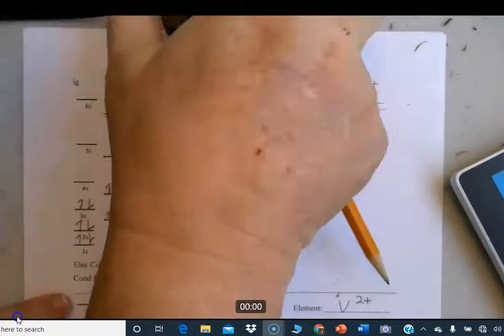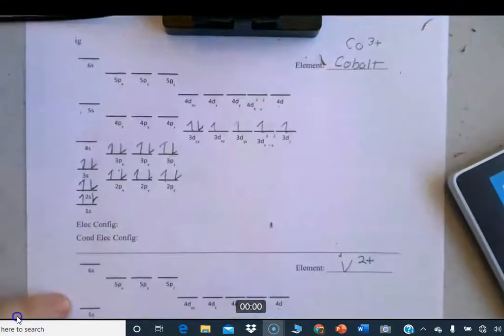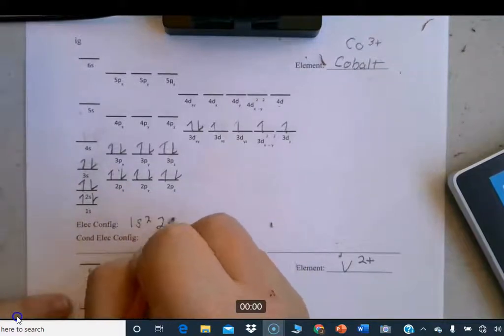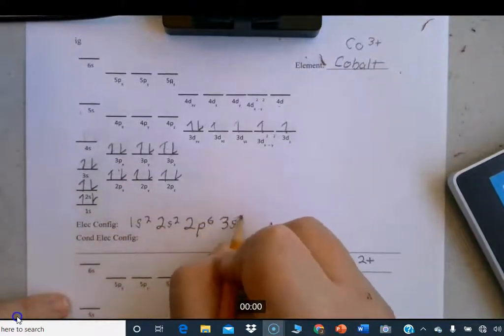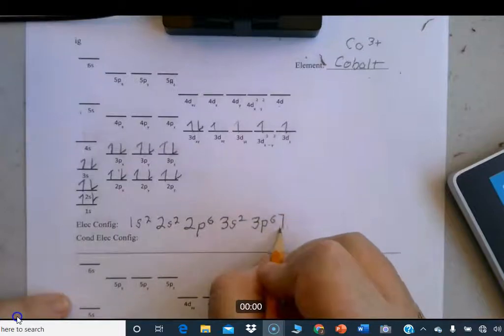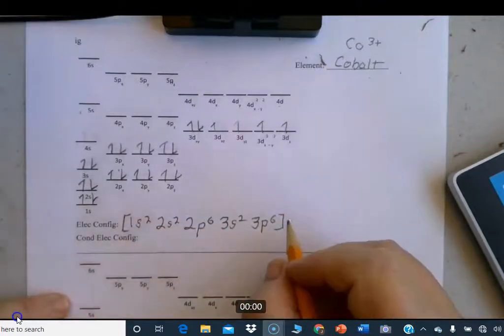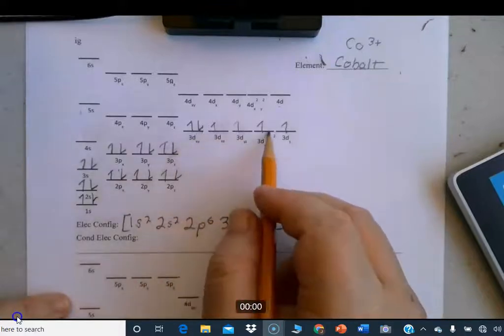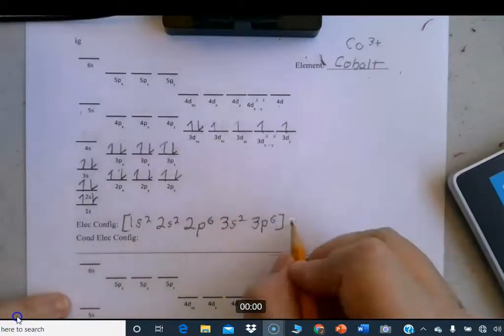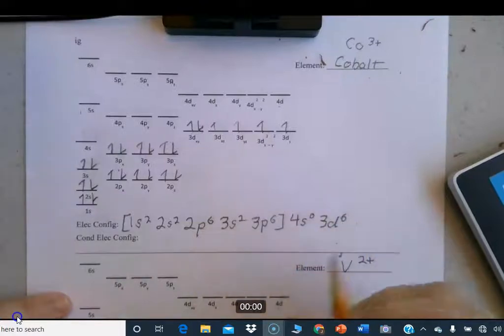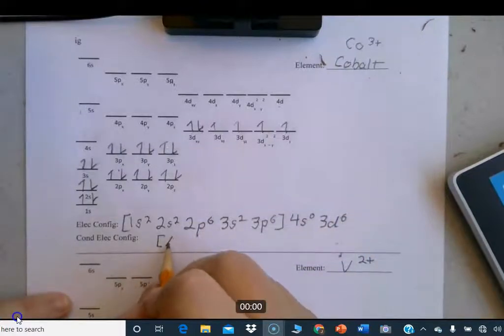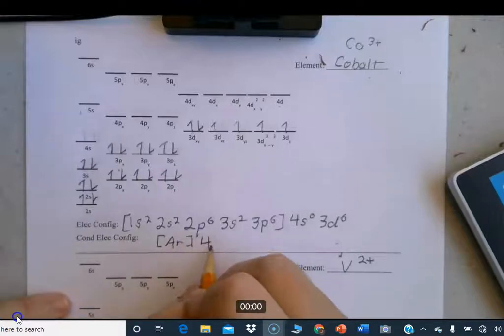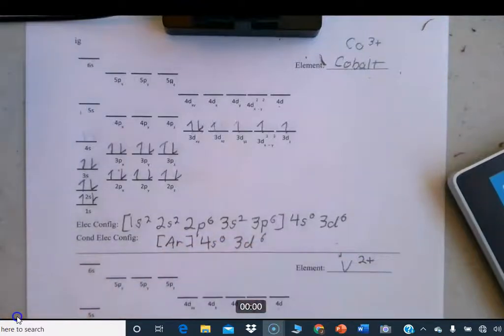So let's write the electron configuration then. And it is. Again, there's our highest noble gas right there. There is no 4s. And there's 3d, 1, 2, 3, 4, 5, 6 electrons there. If you want, you can write optional 4s0, 3d6. And condensed is again going to be argon as the noble gas.